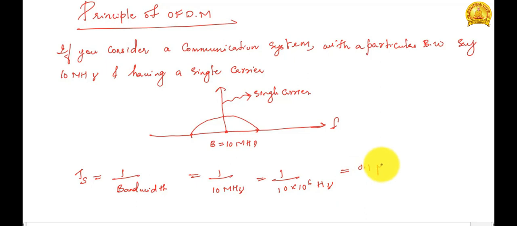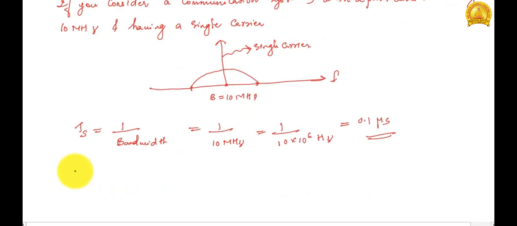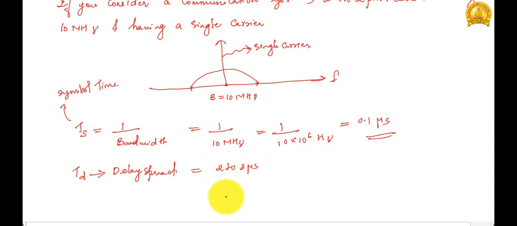0.1 microseconds. And if you observe a channel, we have learned the term delay spread, and let me denote the term delay spread by TD. We have learned this term before, and what does TS denote? It is denoting the symbol duration or symbol time. And we have learned this delay spread of a channel is usually 2 to 3 microseconds, it comes in the range 2 to 3 microseconds. So what we are observing here, for this communication system, is that the symbol time, that is 0.1 microsecond, is much lesser than the delay spread.